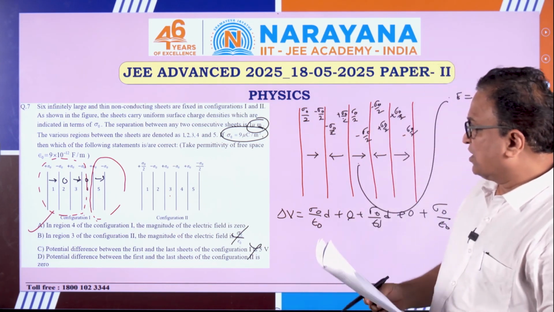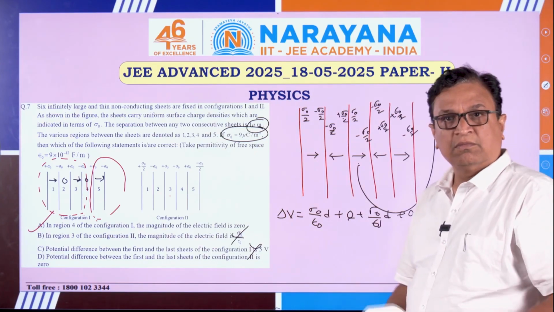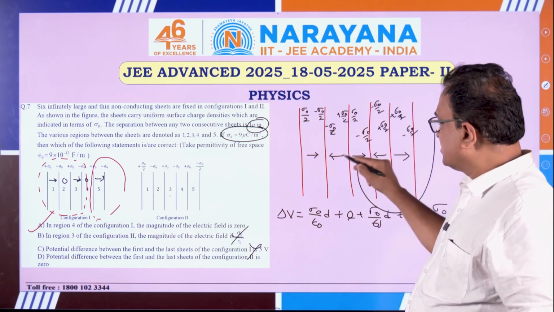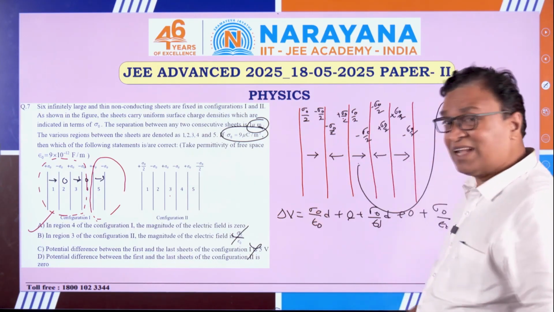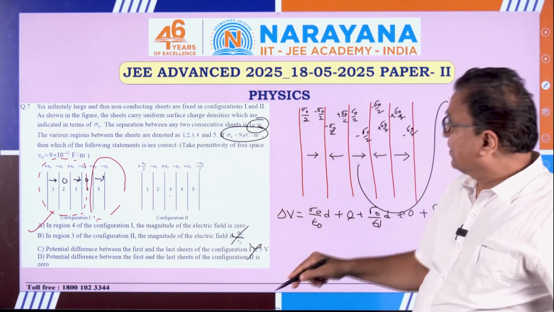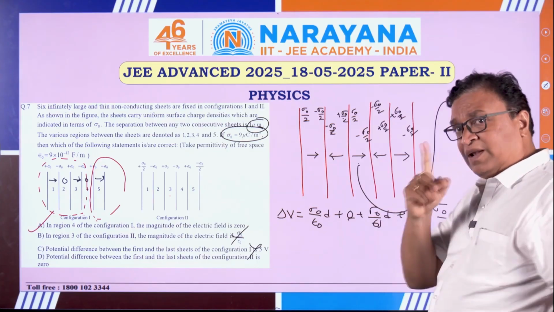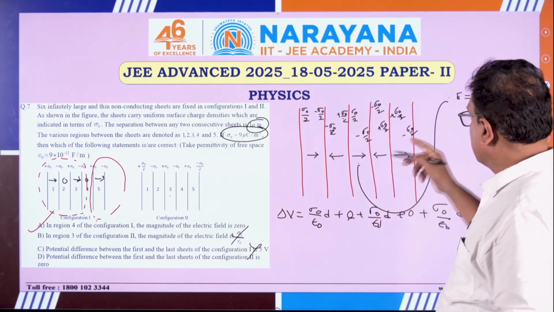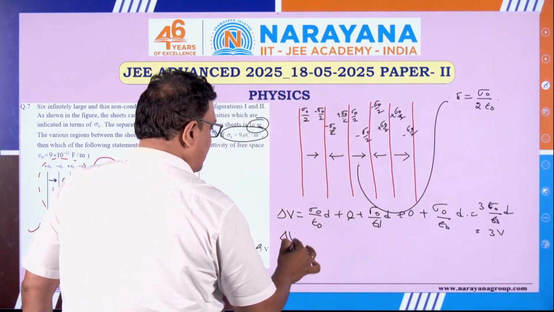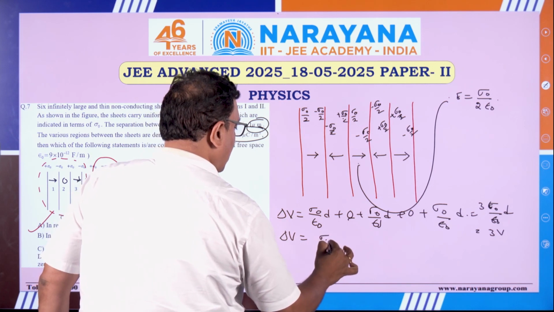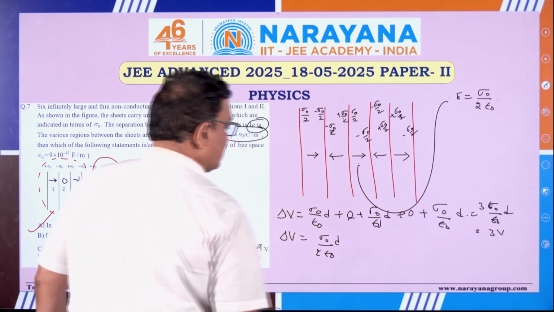Next, the potential difference between the first and the last units of configuration 2 is 0. No, not at all. Why? I will explain. Maybe this cancels. Yes, this one and this one cancel. But one thing is left. If you draw the PD formula across these 2 plates in the same way, in the second case the potential difference delta V is equal to sigma naught by 2 epsilon naught D. That's what you will have.